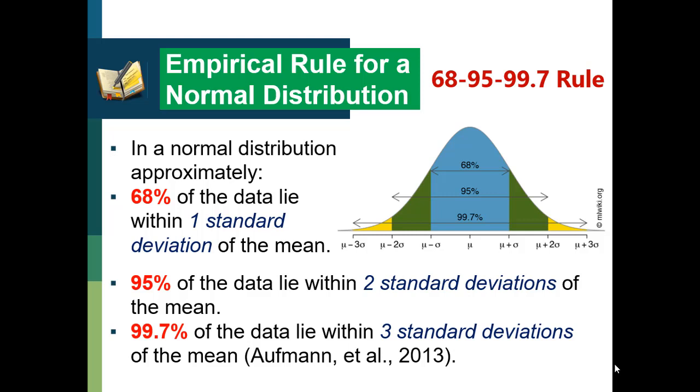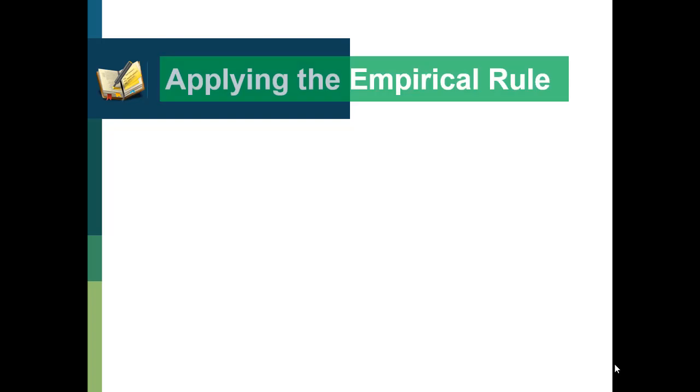This rule has different uses, and we will use it to solve problems later on. So take note of this. Within one standard deviation from the mean, you have 68% of the data. Within 2 standard deviations from the mean, you have 95%. And within 3 standard deviations from the mean, you have 99.7%.